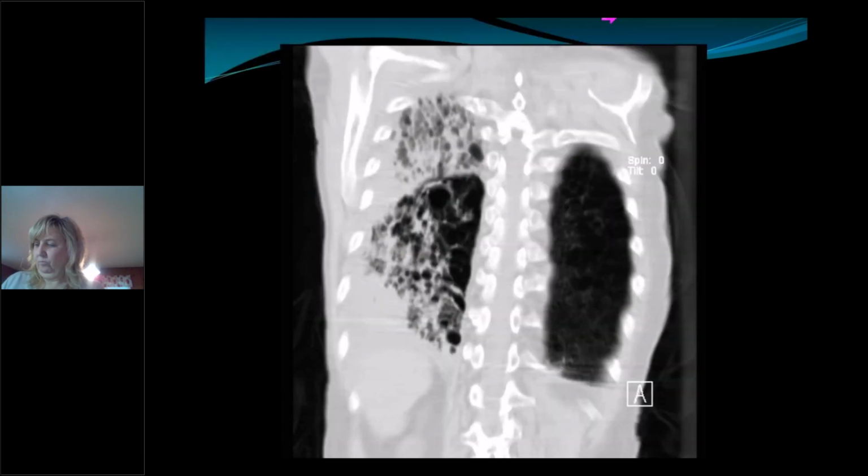And this is an AP view, same thing. You see all this pulmonary fibrosis going on in here, and then we see this consolidation. Again, that's just pulmonary fluid from the fibrosis.